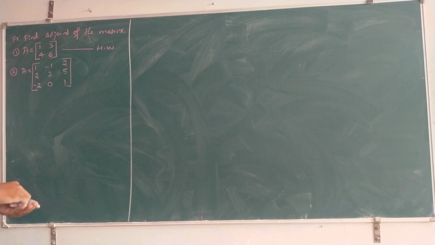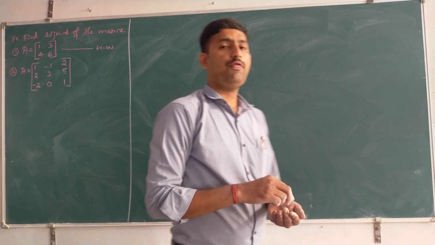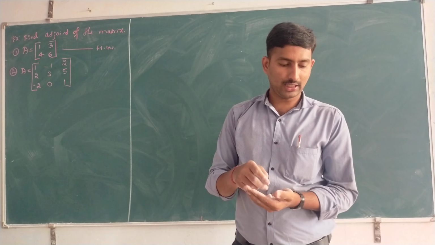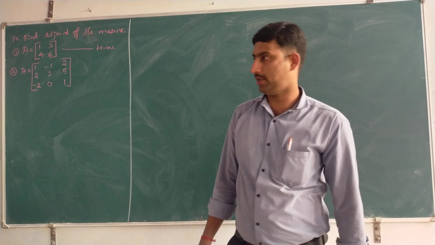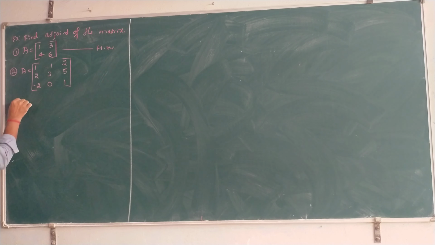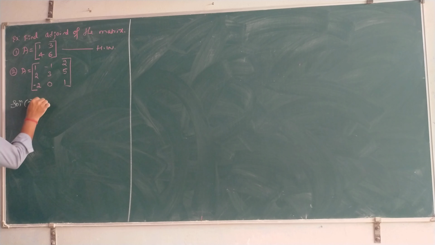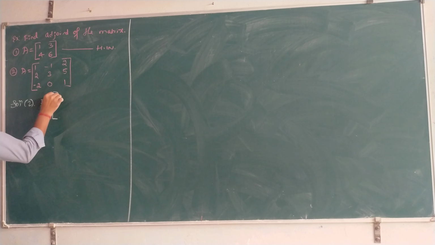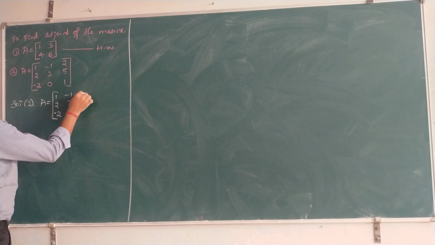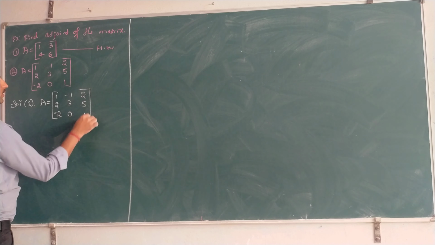Find the adjoint. What is the adjoint? Adjoint is nothing but the transpose of the cofactor matrix. Transpose of the cofactor matrix is called adjoint. Correct? First one you have to take as solution number 2. A is equal to [1 2 -2; -1 3 0; 2 5 1].